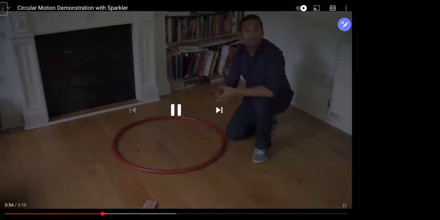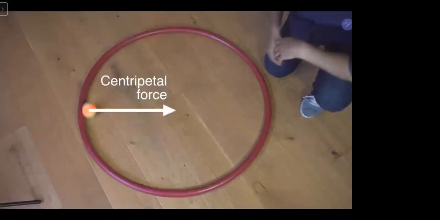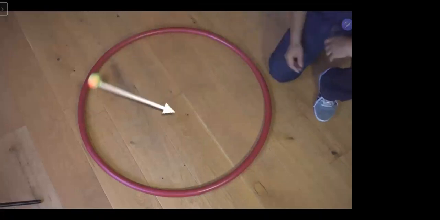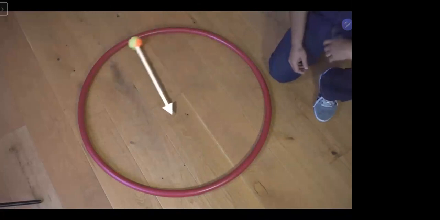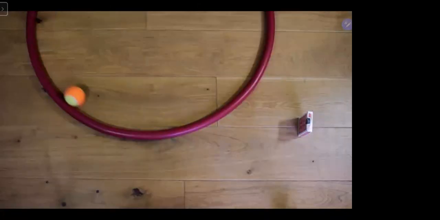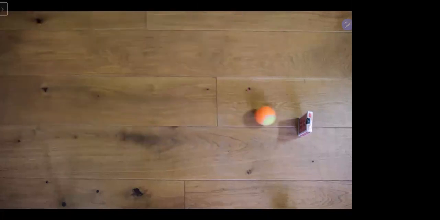I lifted the hoop because I knew the ball would go off at a tangent. The force is always directed towards the center of the hoop, the center of the circle. That's the normal reaction. Take away that force and the ball obeys Newton's first law: it carries on moving in a straight line.